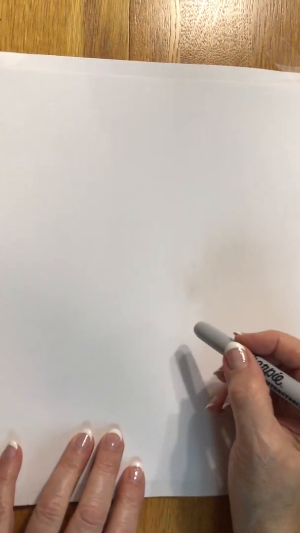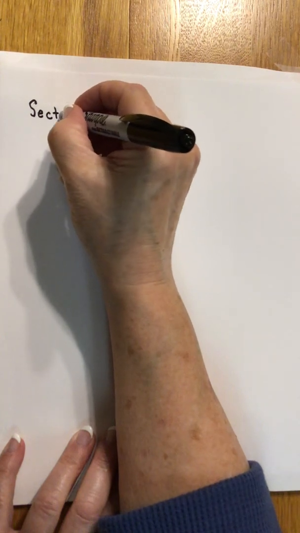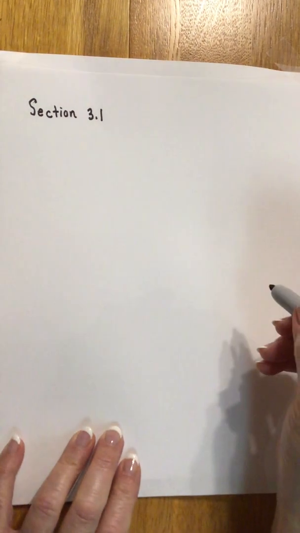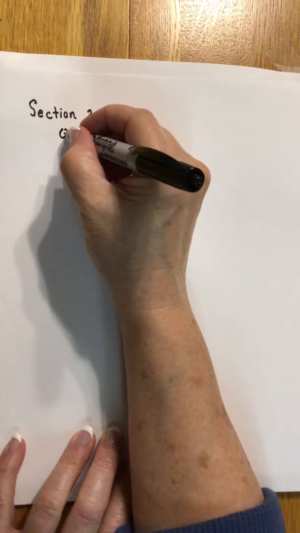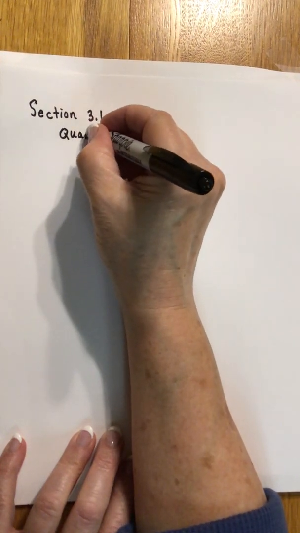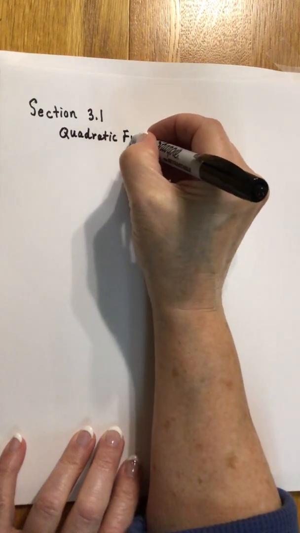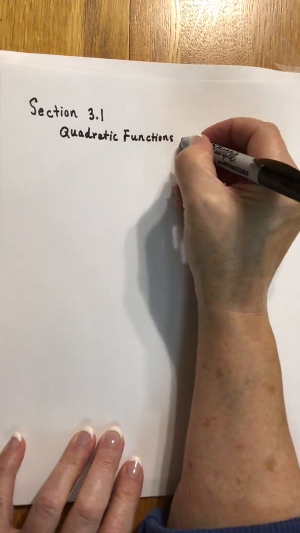Today we're in Unit 3, Polynomial and Rational Functions. So we're going to start out with Section 3.1. Section 3.1's title is Quadratic Functions and Models.